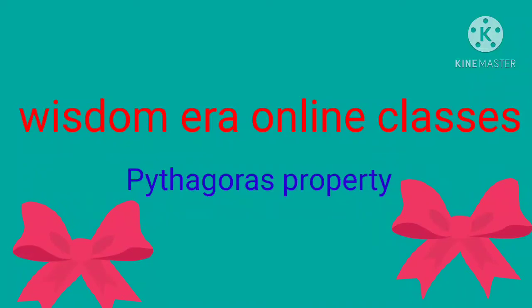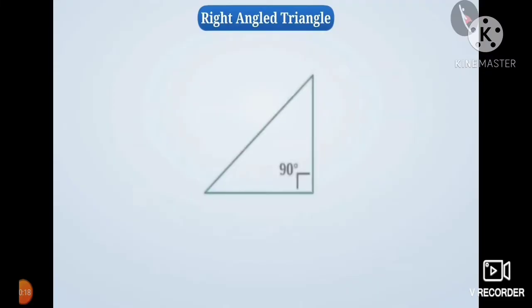Today's class discussion is about the Pythagoras property. Pythagoras, a Greek philosopher of the 6th century BC, is said to have found a very important and useful property of the right angled triangle. This is a right angled triangle. The sides have some special names in a right angled triangle.